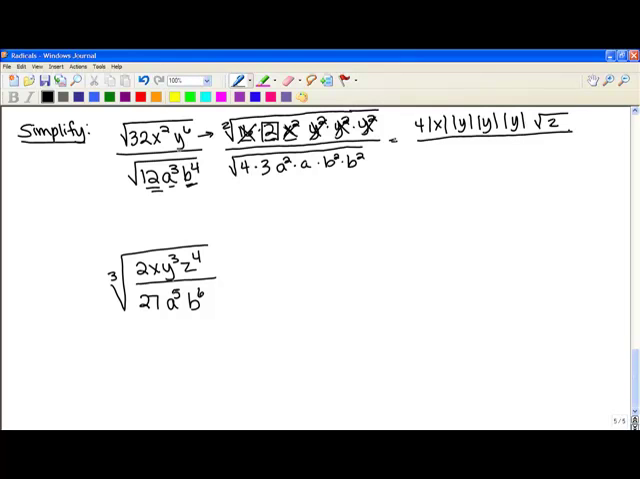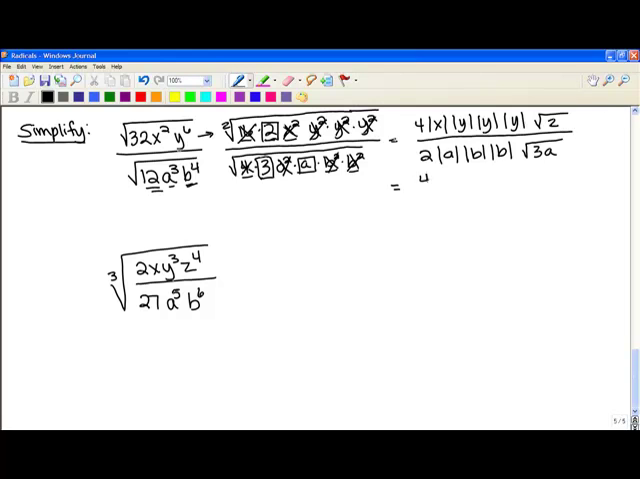Now let's do the same thing for the denominator. The square root of 4 is 2. I don't know what the square root of 3 is, so that will stay underneath the root. The square root of a squared is the absolute value of a. This a will stay underneath the root. And then I'll bring out these b's and have the absolute value of b for each term here. So what we have underneath the root is 3a.